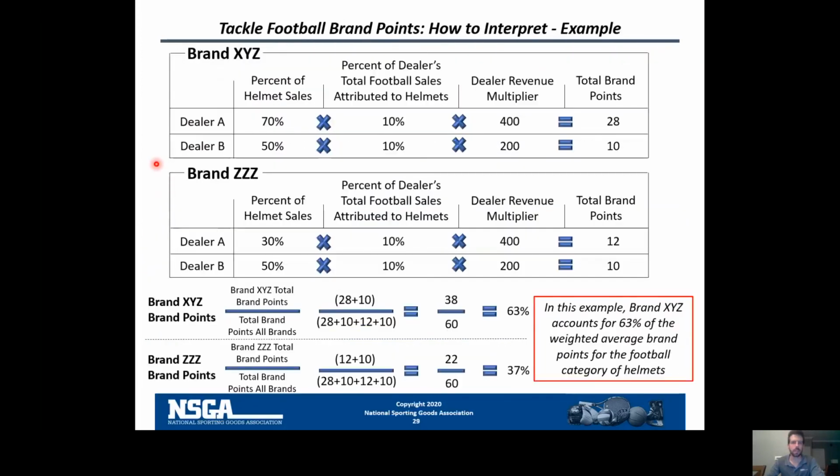So as we take the same example that we just went over from the previous slide, okay, so that's basically summarized in this top chart here. And we keep the same universe of dealers, dealer A and dealer B, so we're only looking at two. And the same values for each of the three variables here. And these are the three variables that we have here at the top. We're still looking at helmet sales. We can now see what happens when we add in multiple brands to the equation. So we have a second brand here, brand ZZZ.